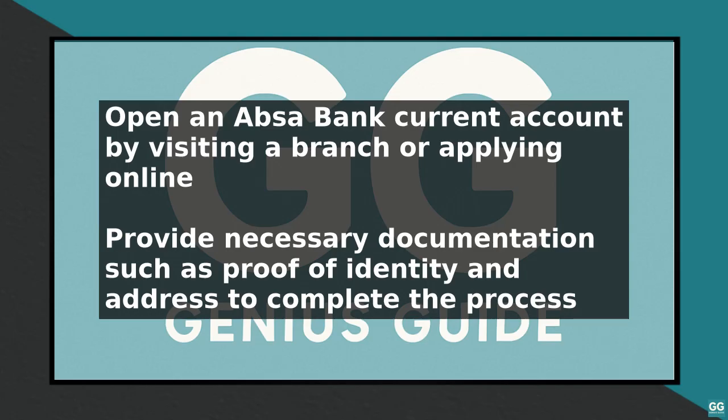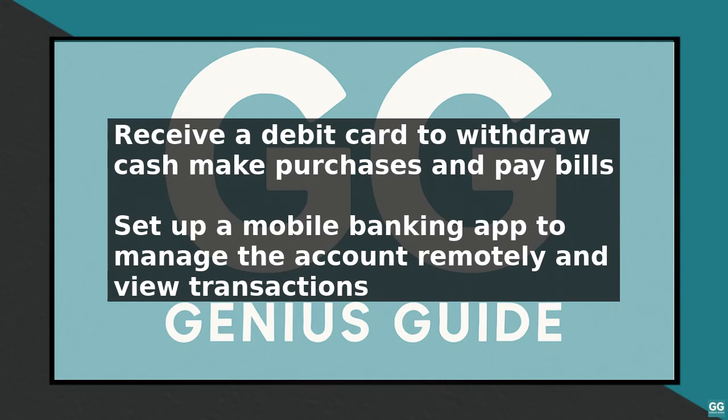First, you need to open an Absa Bank current account, which can be done by visiting any Absa branch or applying online. You will be required to provide the necessary documentation, such as proof of identity and address. Once your account is open, you will receive a debit card, which can be used to withdraw cash, make purchases, and pay bills. You can also set up a mobile banking app to manage your account remotely.